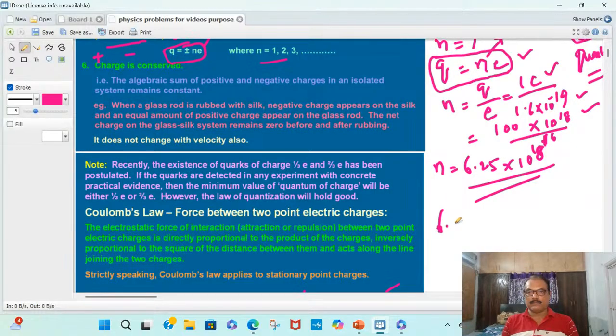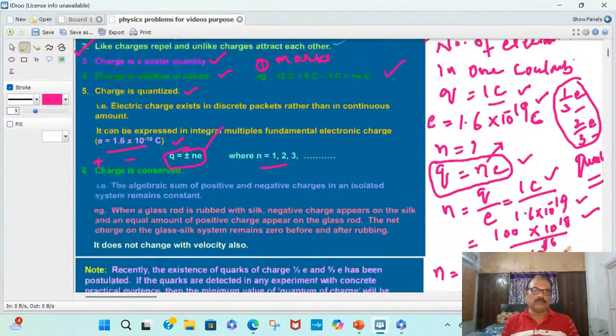That is equal to 6.25 × 10^18 electrons or protons. It makes 1 coulomb, or negative 1 coulomb if you want; it will be the same number, but electrons. So try to remember this. This is a general question that is going to come.